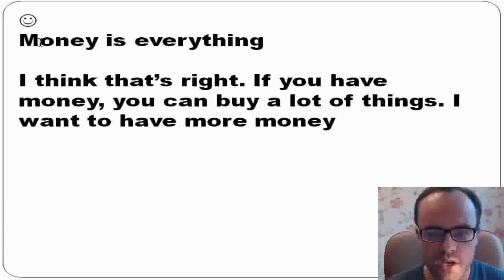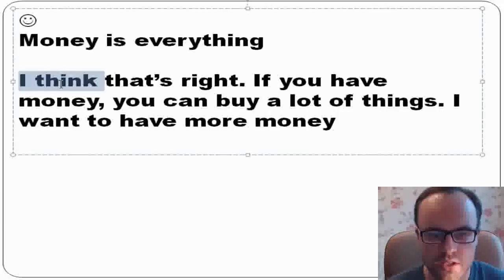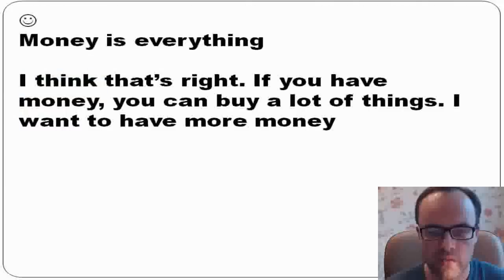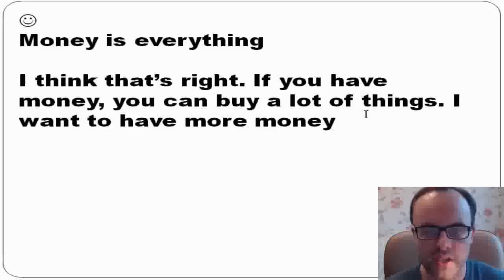So you see, money is everything, and one possible answer, I think that's right. If you have money, you can buy a lot of things. I want to have more money. Yeah, actually, that's a great achievement. It's a huge achievement when we speak English without mistakes. Actually, that's absolutely great, really, when we try to speak English absolutely correctly.